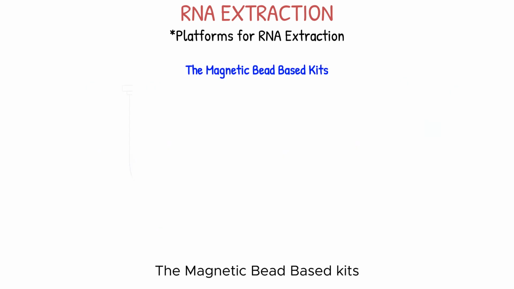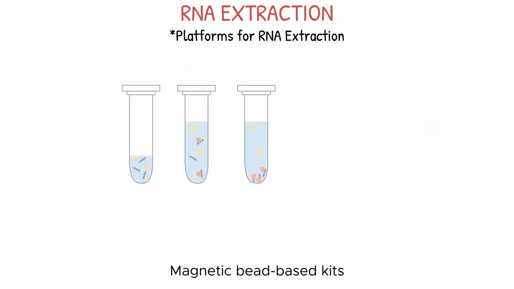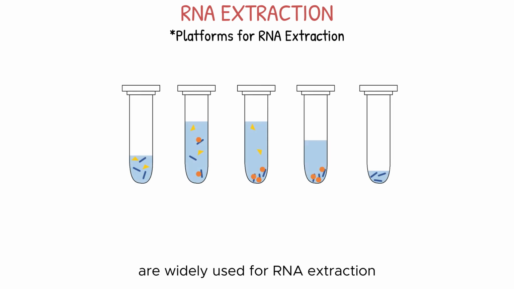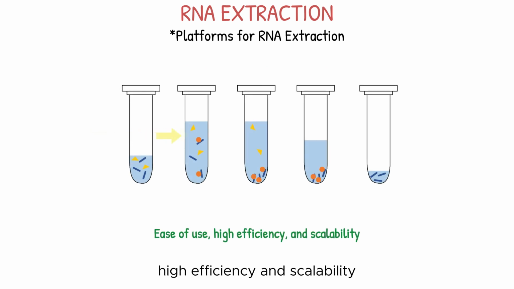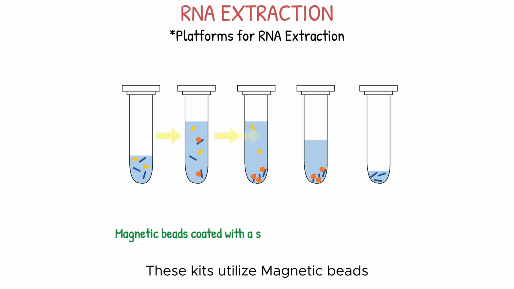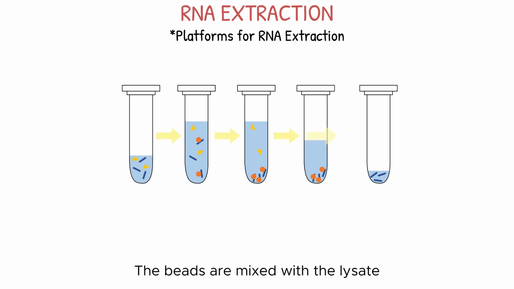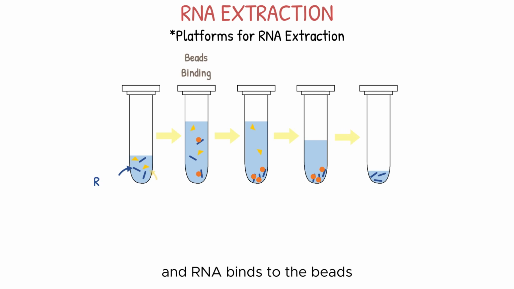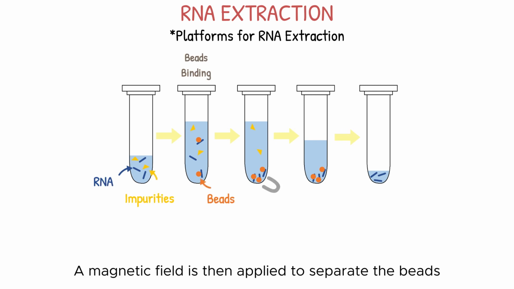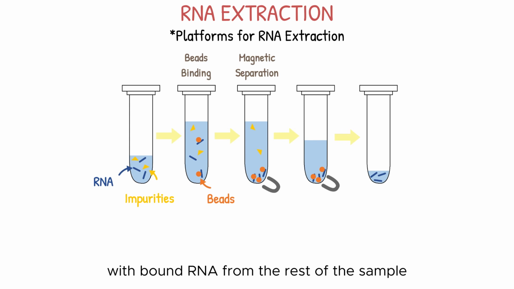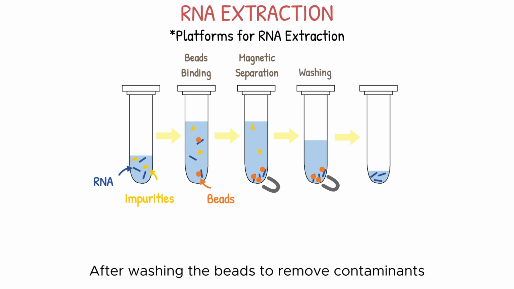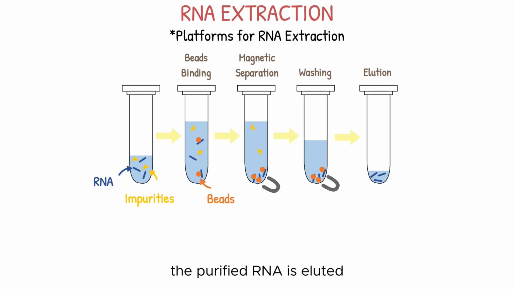The magnetic bead-based kits. Magnetic bead-based kits are widely used for RNA extraction and purification due to their ease of use, high efficiency, and scalability. These kits utilize magnetic beads coated with a specific ligand that binds RNA. The beads are mixed with the lysate, and the RNA binds to the beads. A magnetic field is then applied to separate the beads with the bound RNA from the rest of the sample. After washing the beads to remove contaminants, the purified RNA is eluted.